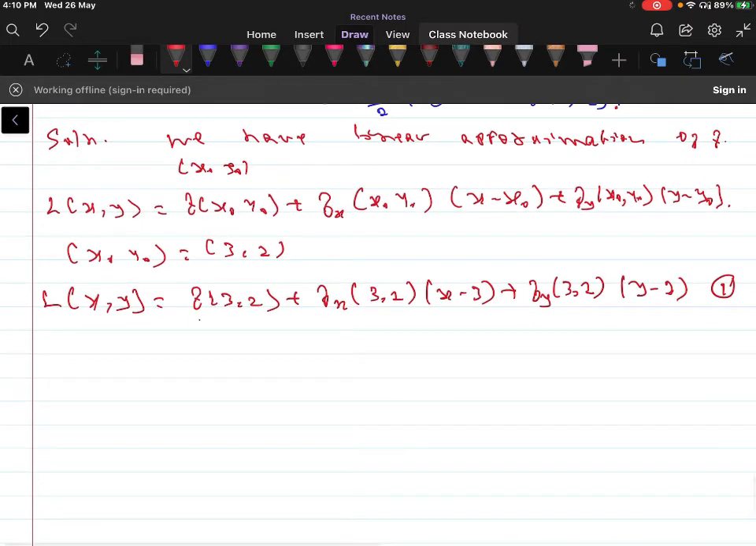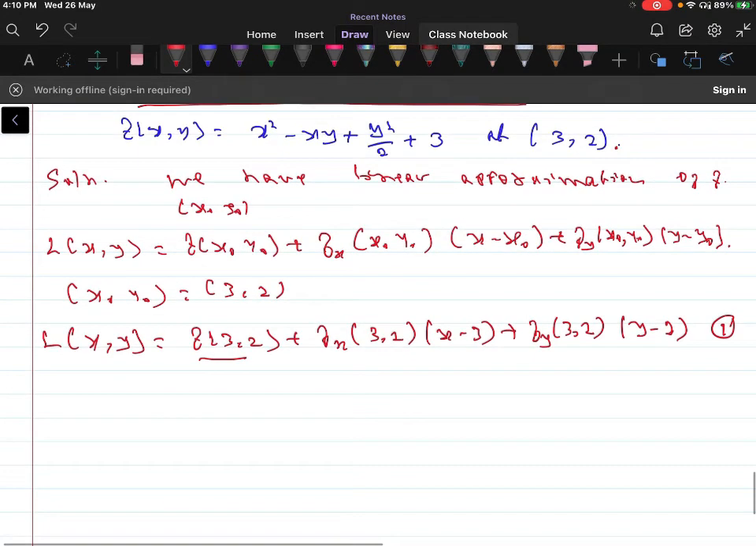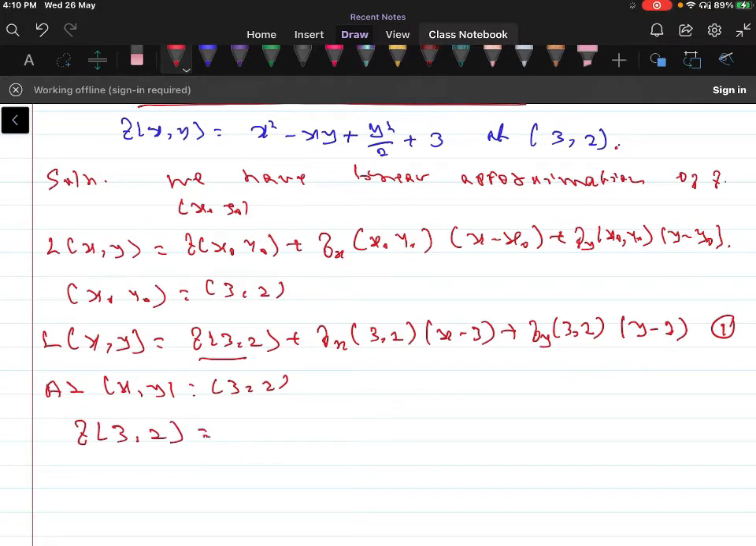So let us find f of 3 comma 2. The given function is evaluated at x comma y equal to 3 comma 2. So f of 3 comma 2 is equal to 3 square, 9, minus 3 into 2, 6, plus y square by 2, which is 4 by 2, that is 2, plus 3. So 9 plus 2 plus 3 is 14, 14 minus 6 is 8.